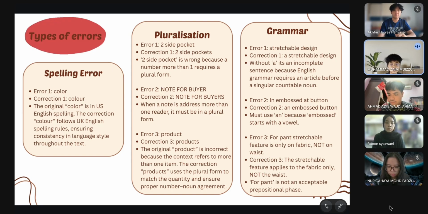The second error is in emboss at button. The correction should be an emboss button. This is because we must use an, because emboss starts with a vowel. Okay, the third error is for unstretchable feature is only on fabric, not on waist. The correction should be the stretchable feature applies to the fabric only, not the waist. For pen, it's not an acceptable prepositional phrase.